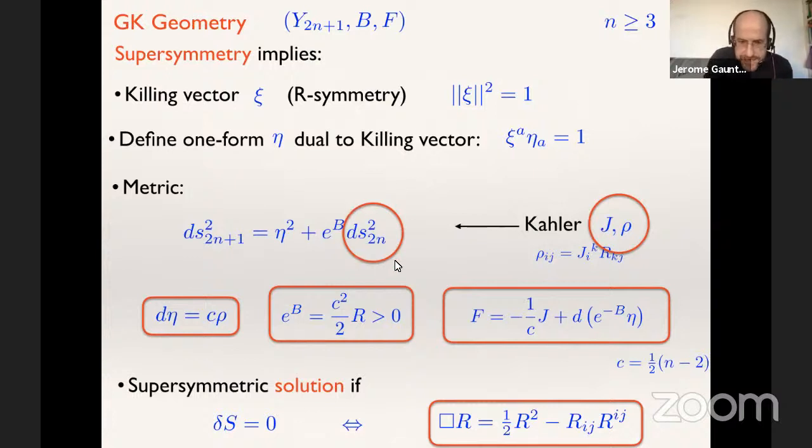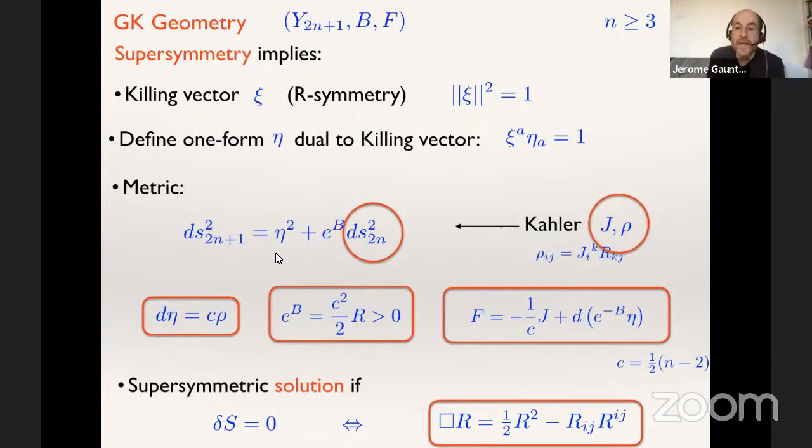So this data of this transverse Kähler metric is going to appear in the final answers, as we'll see. So we've got an odd dimensional manifold. A Killing vector sort of pulls out one direction. There's an even number of transverse directions, and those even dimensional transverse directions carry a Kähler metric.